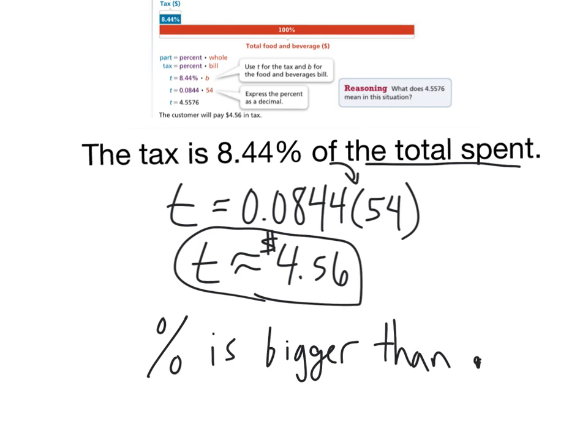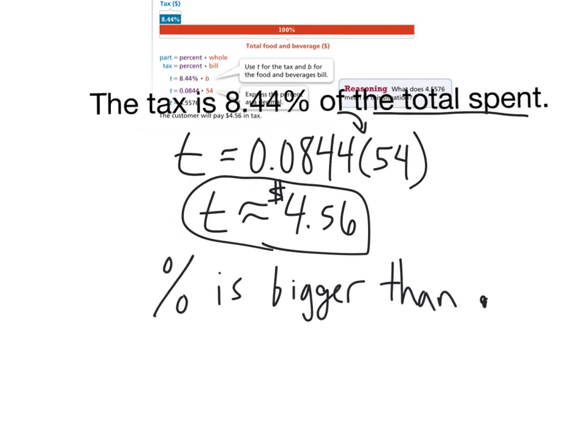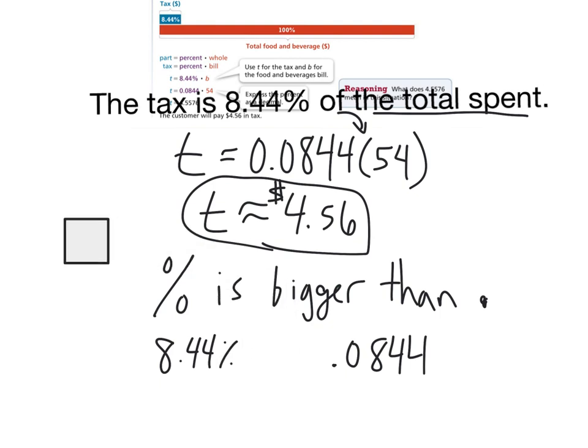So just like a percent sign is bigger than a decimal point, our number as a percent, so on this problem, 8.44% is bigger than 0.0844. Just looking at the number part, okay? In other words, these are actually equivalent to each other, but if you ignore that percent sign at the end, 8.44 is bigger than 844 10,000ths. So that's a way to help you remember our number as a percent is going to be looking bigger than our number as a decimal.